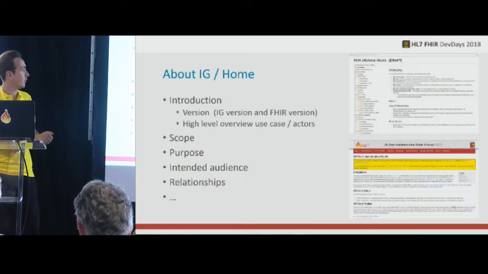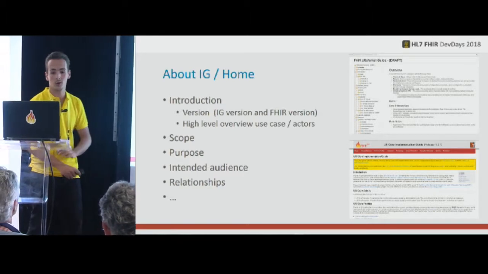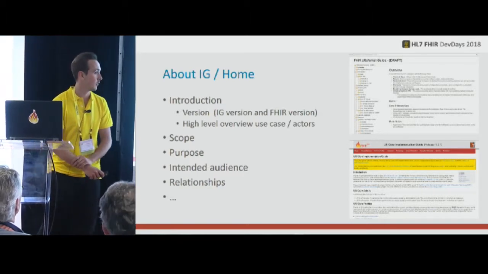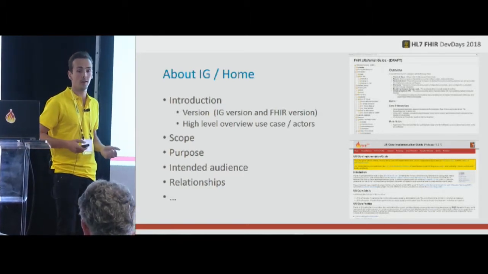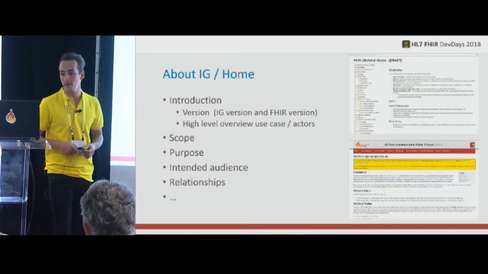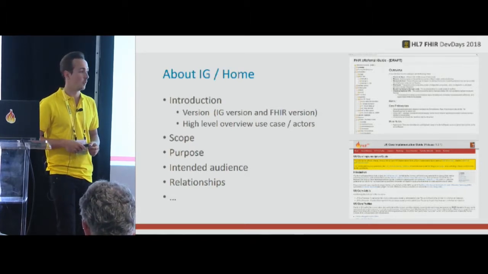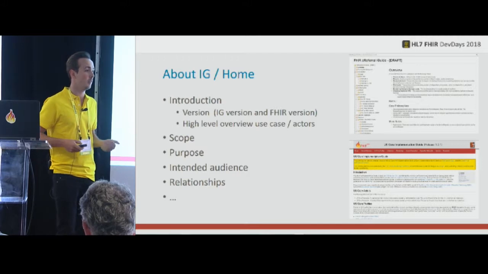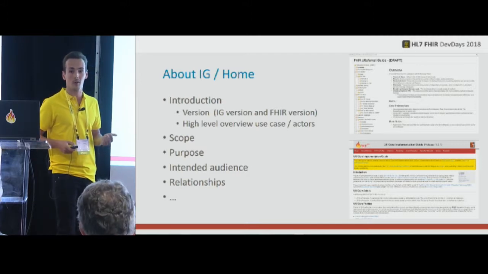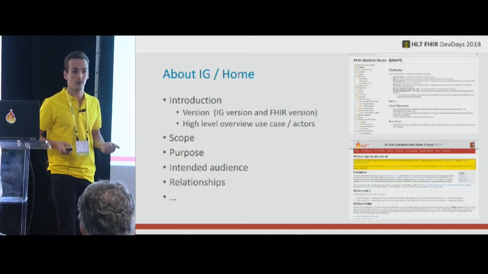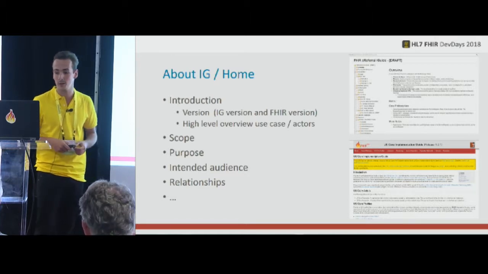So for starters, your implementation guide will have a home page or an introduction field where you will actually give some metadata on your implementation guide. And I think it's very important to have a version of your implementation guide and also mention the version of the FHIR specification on which the implementation guide is based.